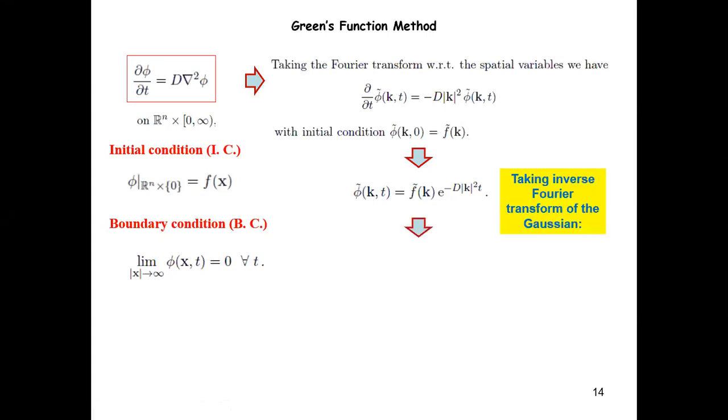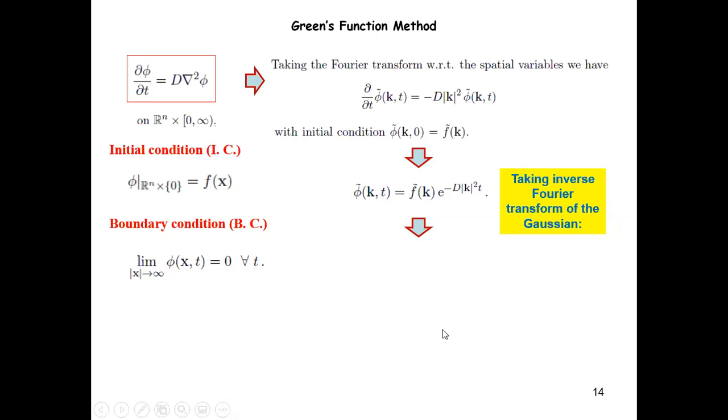Now we take the inverse Fourier transform of this Gaussian. But this Gaussian is with respect to both t and d. If you just look at t, this is not a Gaussian. This is a simple exponential decay. But if you look at this function with respect to k, it is going to be a Gaussian. And here you have another function of k. So it's like a function with a Gaussian kernel.